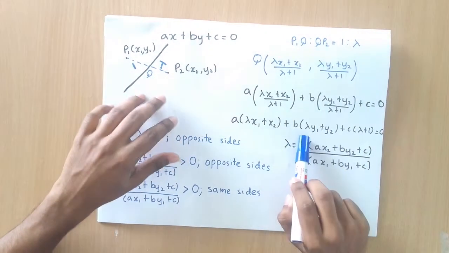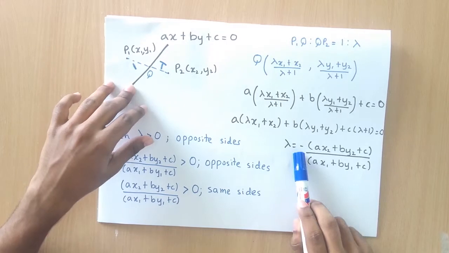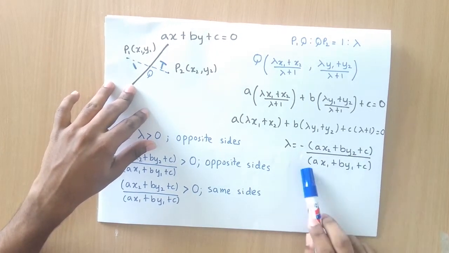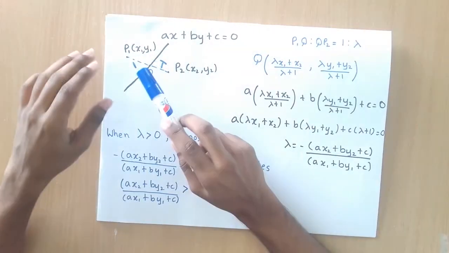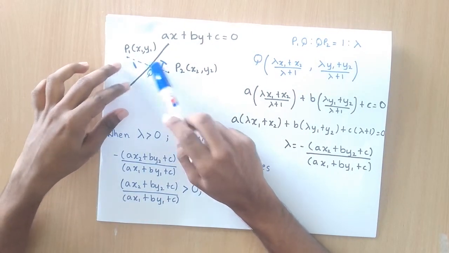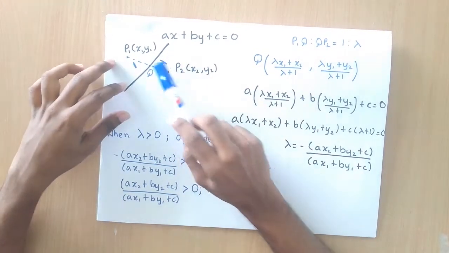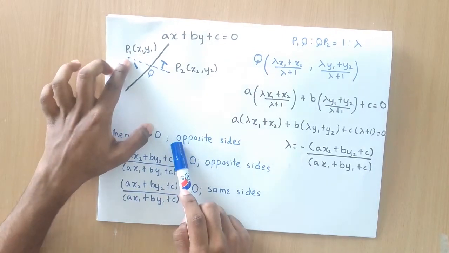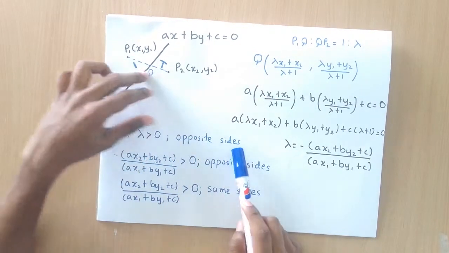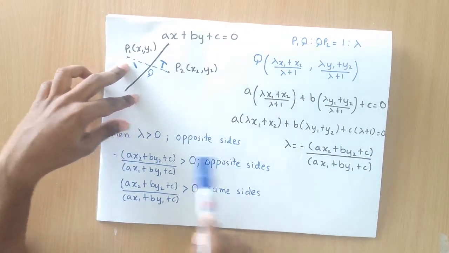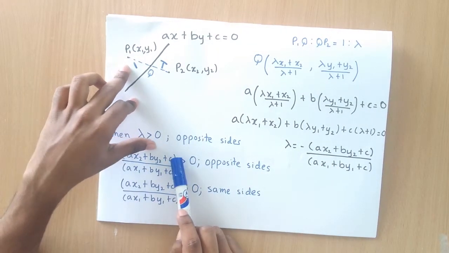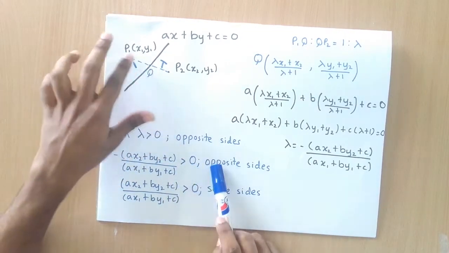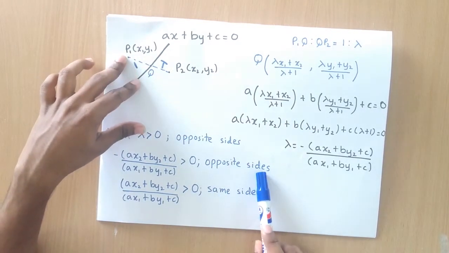Finally, we can make lambda the subject and get a value for lambda as minus (ax2 + by2 + c)/(ax1 + by1 + c). We can see that when lambda is greater than 0, the 2 points are located on the opposite sides of the straight line. So when lambda is greater than 0, the 2 points are on opposite sides. So if we substitute the value of lambda, we get minus (ax2 + by2 + c)/(ax1 + by1 + c) is greater than 0. Then the 2 points are on the opposite sides of the straight line.